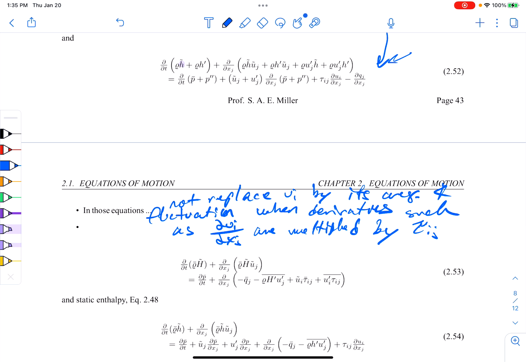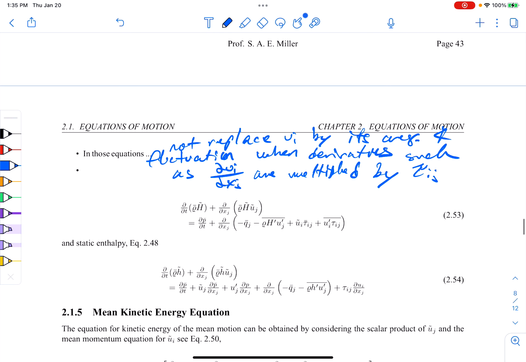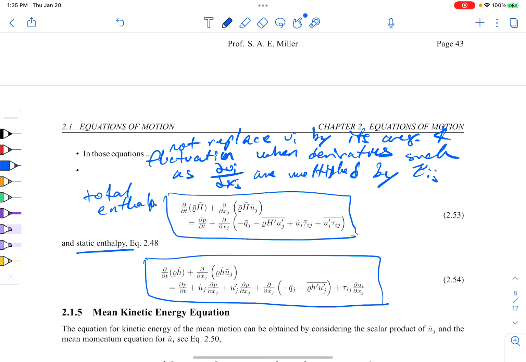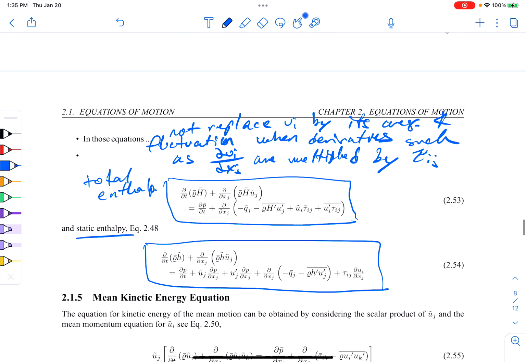And we're going to take the averages of all these terms after replacement, and we'll obtain the two governing equations of mass averaging for energy. And that's what these are. For static, this is obviously static enthalpy, this is total enthalpy. So these are equations for the mean energy.